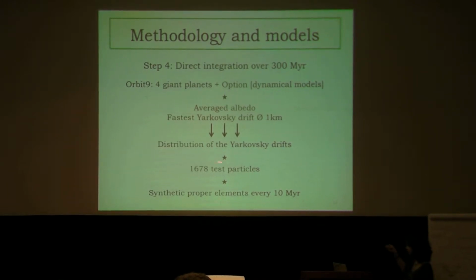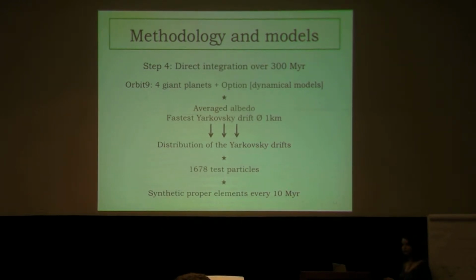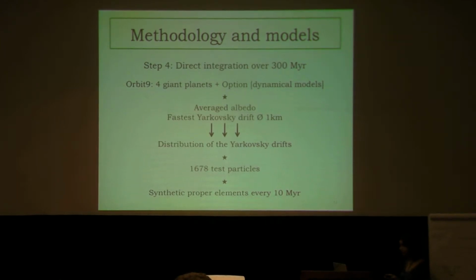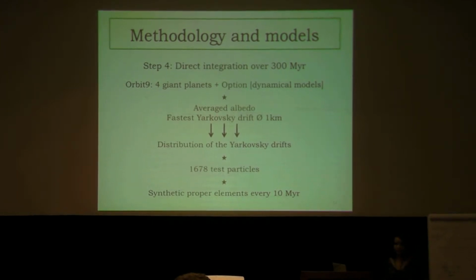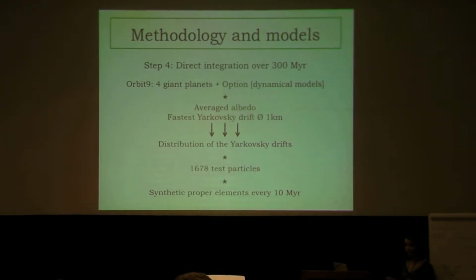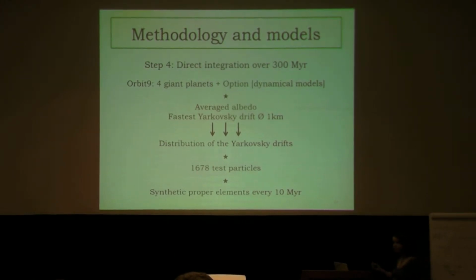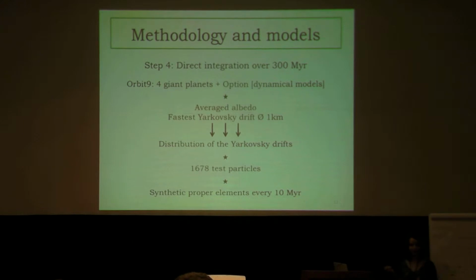The number of particles we used is equal to the number of real family members after removing interlopers. And finally, we calculate the synthetic proper elements every 10 million years to get their evolution in time. But now, let me walk you through our results.